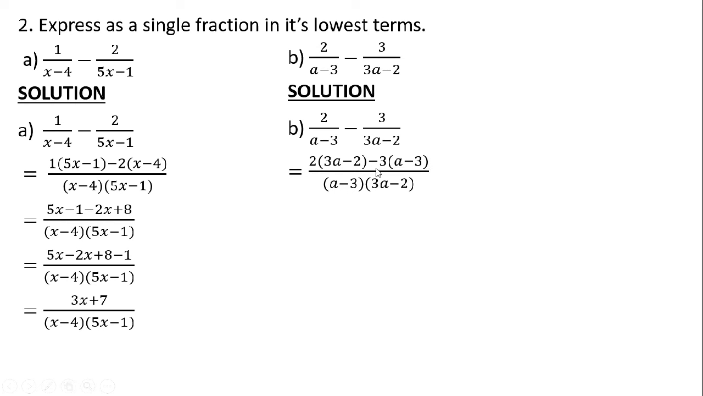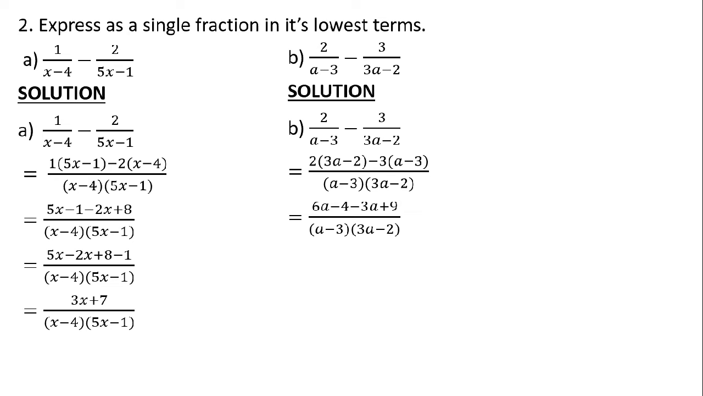From here, what are we going to do? We'll expand. We'll multiply 2 times 3a, which will give us a 6a. 2 times negative 2 will give us a negative 4. Negative 3 times a will give us a negative 3a. Negative 3 times negative 3 will give us a positive 9. So we are going to have 6a minus 4 minus 3a plus 9 divided by our common denominator.